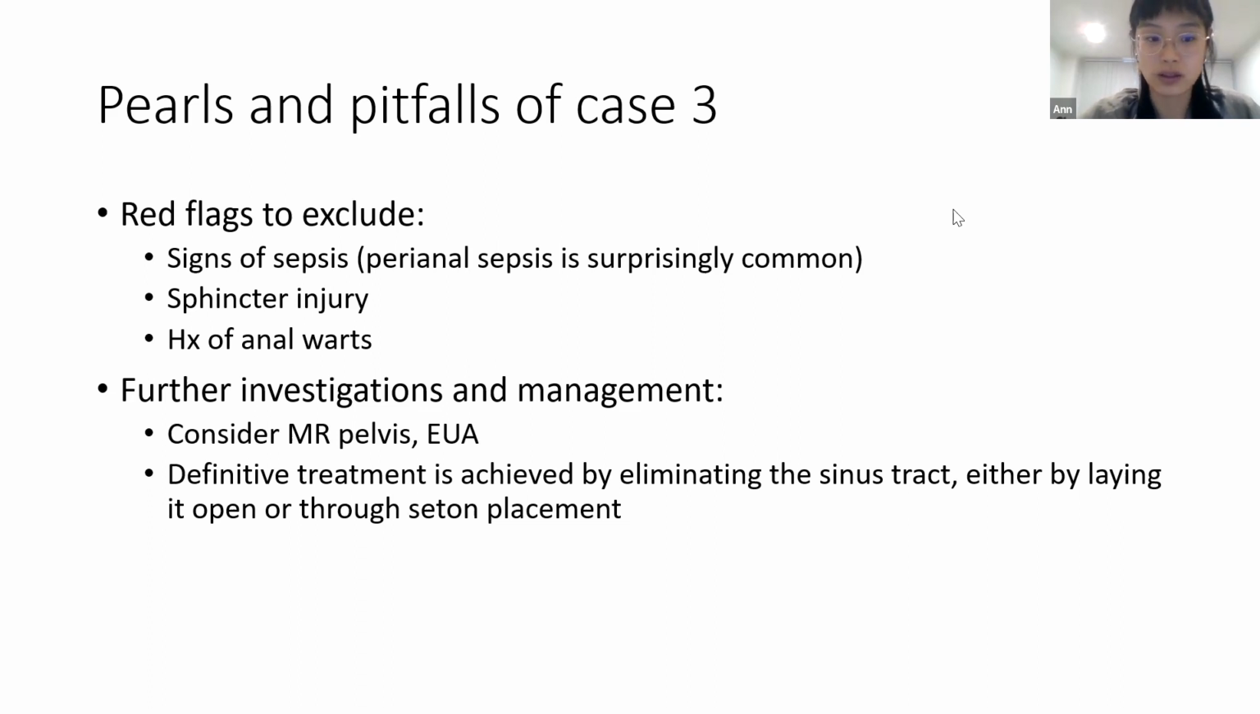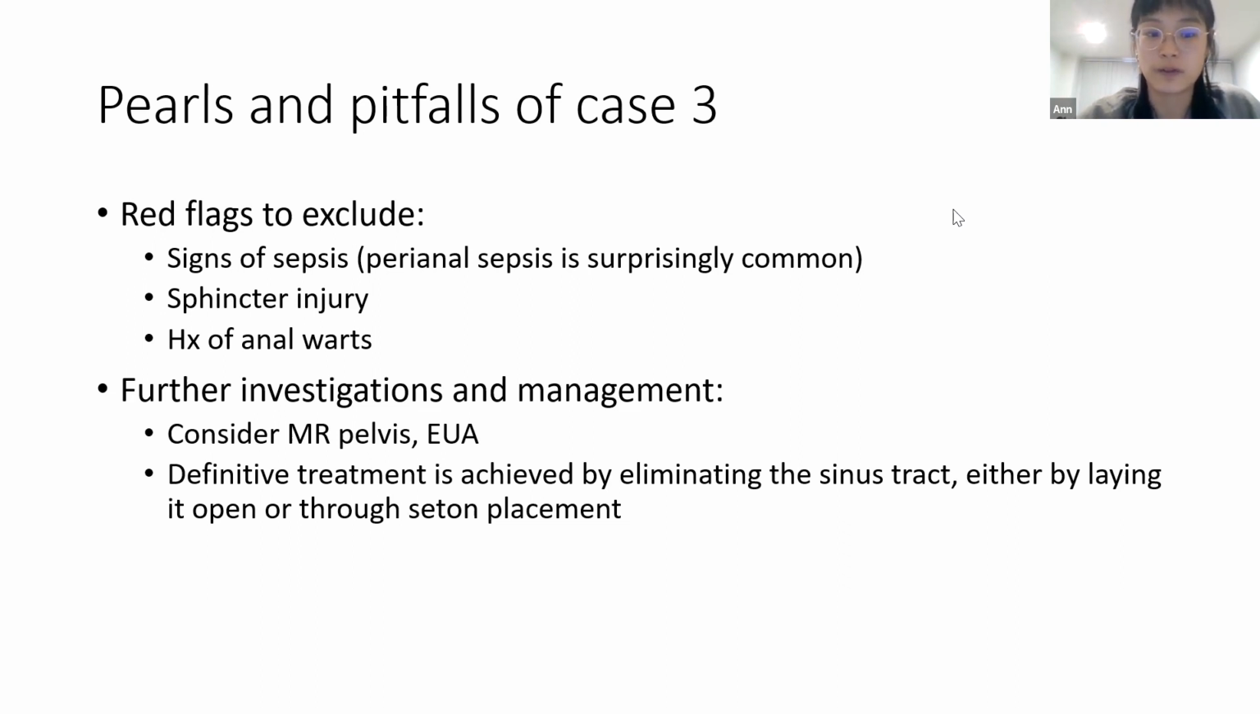So there's different grades. I don't think you need to know particularly how to differentiate between them, but the fact that there is an internal opening and an external opening will by nature create a tract and injury to the muscle. And is there any history of anal warts or any unprotected sexual contact?